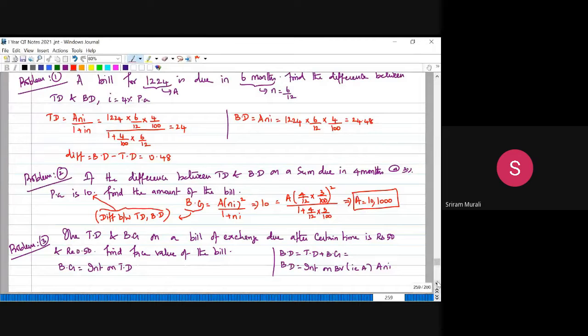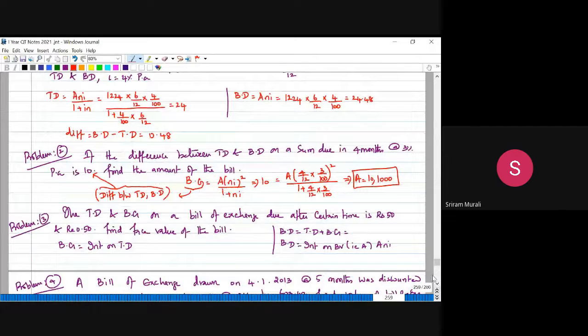What about the third question? The true discount and banker's gain on a bill of exchange due after a certain time are rupees 50 and 50 paise. So true discount is 50 and banker's gain is 50 paise. Find the face value of the bill. Face value of the bill is nothing but my A. So we need to find A.